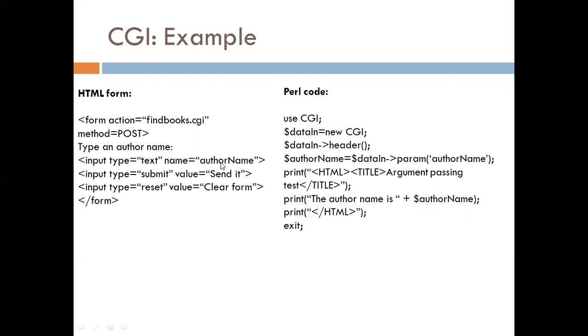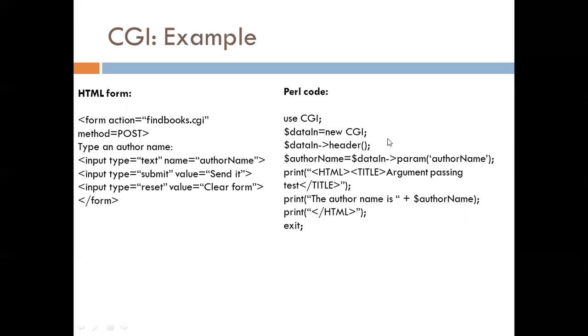In order to get this author name from the data in, we'll be extracting a parameter, that is author name. Here this author name is a parameter that came from this author name. That's why the name attribute of the text box here and the parameter that we use over here should be matching. If you have used any other name here, the same should be used over here. Then only it will extract the author name.